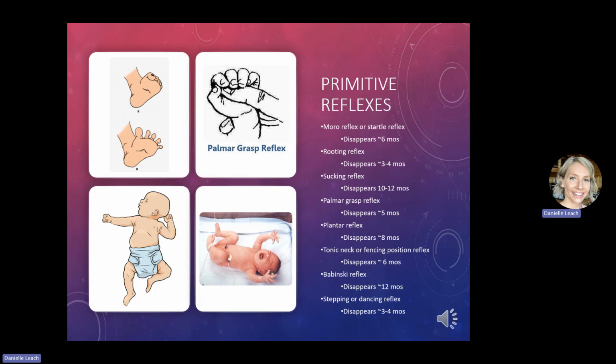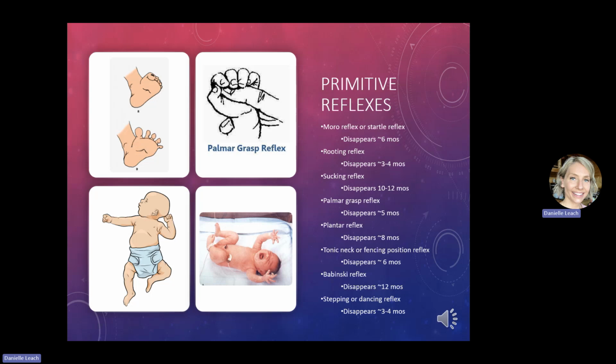Primitive reflexes are reflexes that babies are born with, so they're basically movements or maneuvers that babies do reflexively, but not purposefully. The first one on here is the Moro reflex. It's also called the startle reflex. This one's pictured in the bottom right-hand corner.